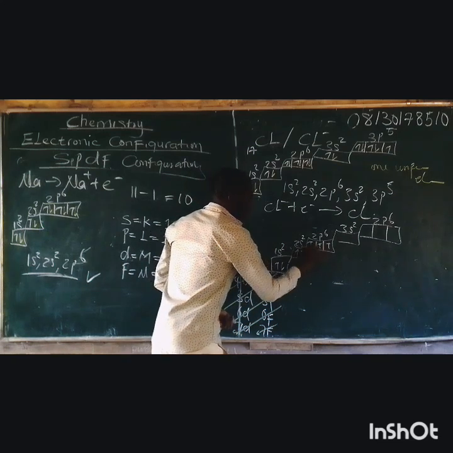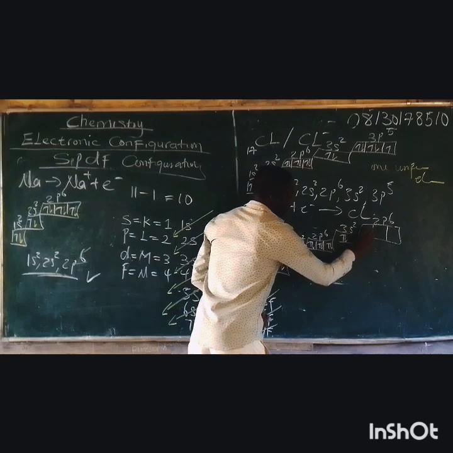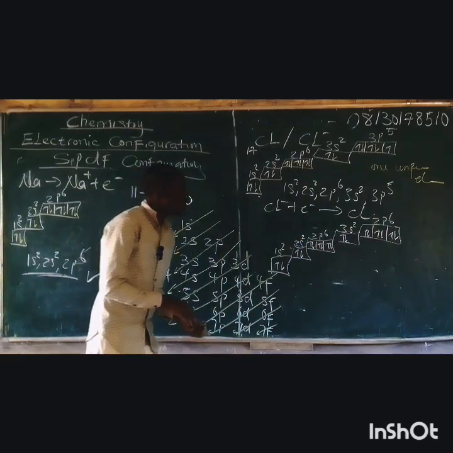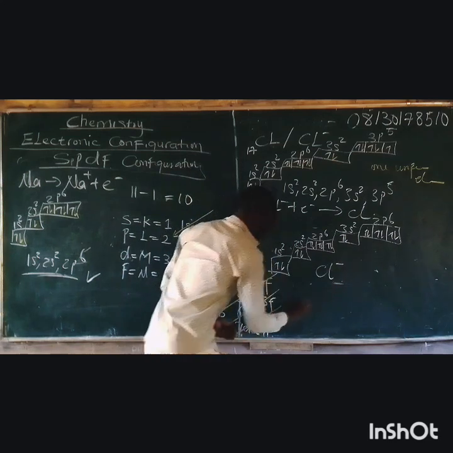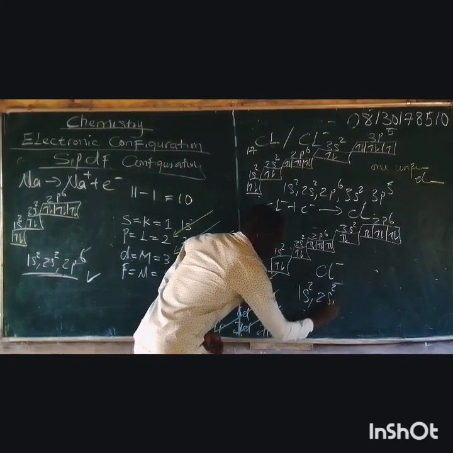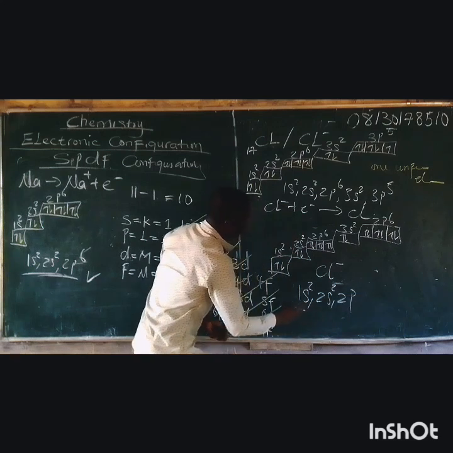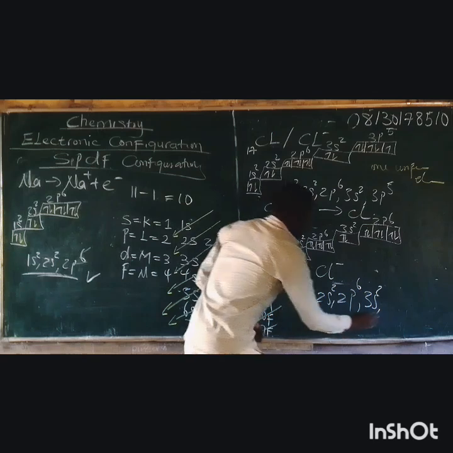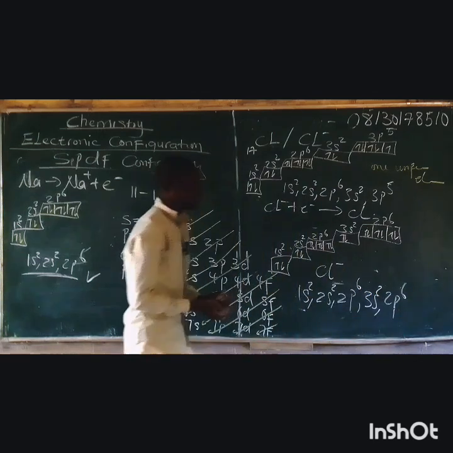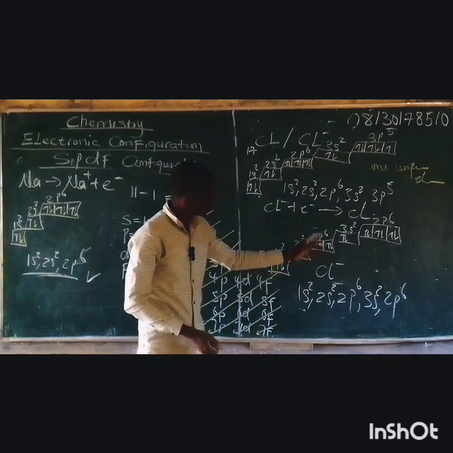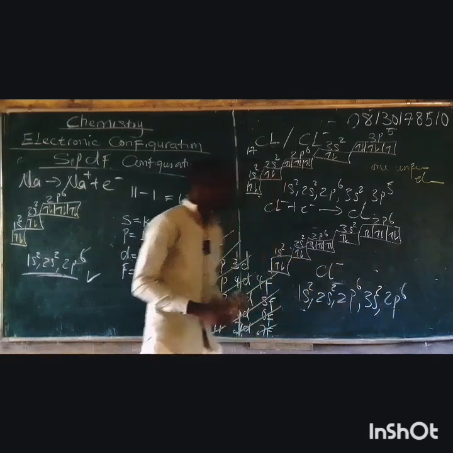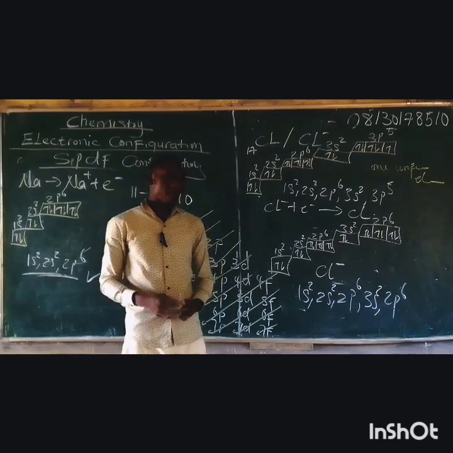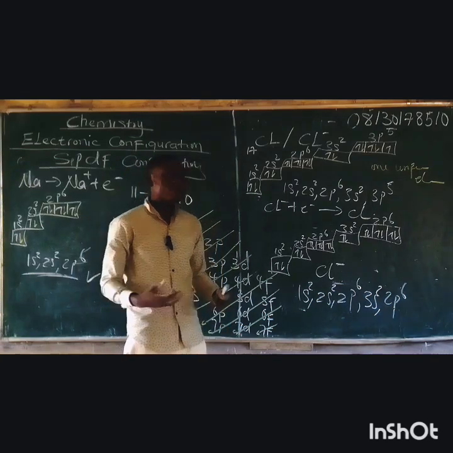Pair, singly before pairing, pair, like this. So this is now the electronic configuration of chlorine, which is 1s2, 2s2, 2p6, 3s2, and 3p6. Alright? You see, there is no unpaired electron in the chlorine with the negative charge. Okay? A chlorine ion.